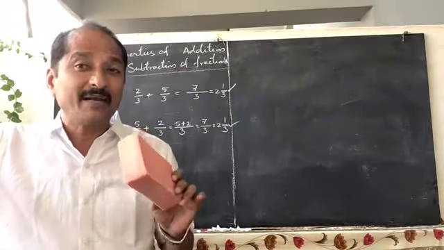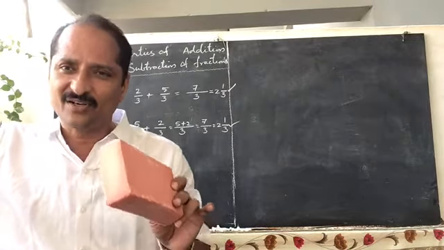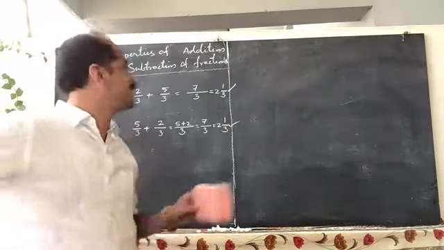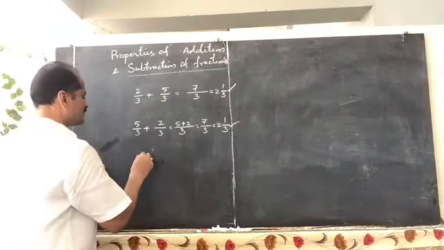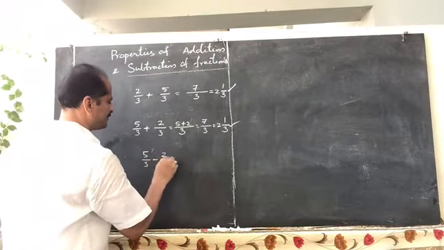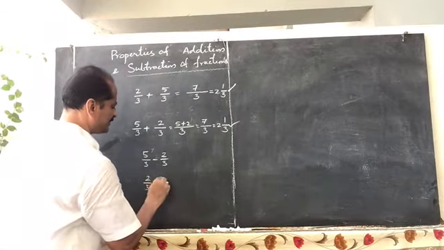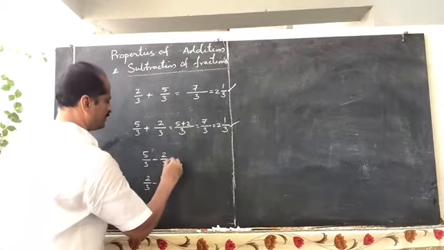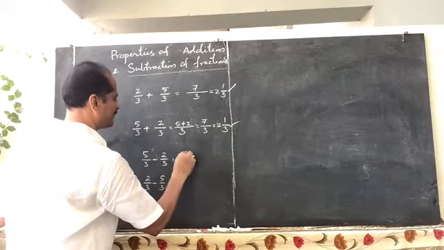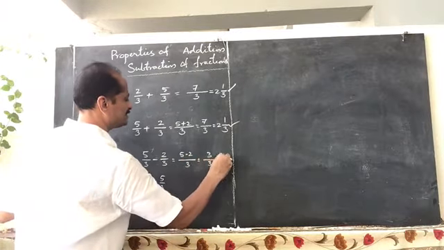But in subtraction, does it satisfy or not, we have to see. Subtraction means the same numbers you can take. 5 by 3 minus 2 by 3 and 2 by 3 minus 5 by 3. Observe carefully here. So actually here, 5 minus 2 by 3 is equal to 3 by 3, equal to answer 1.